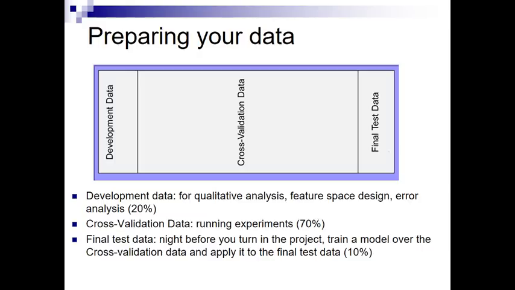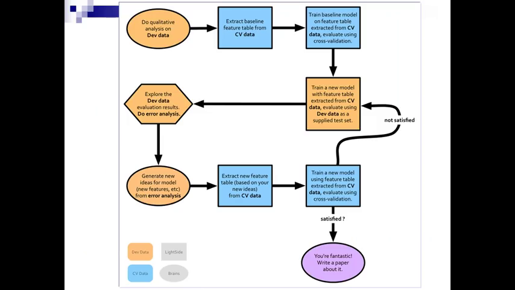The important takeaway here is that you want to divide your data into these three sets: the development data, the cross-validation data, and the final test data. And then you're going to engage in an iterative process that we started talking about already in the last lecture.